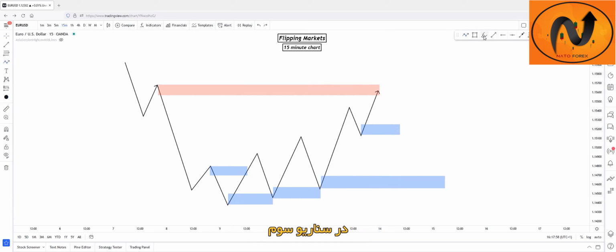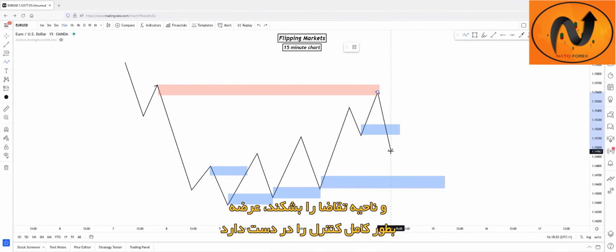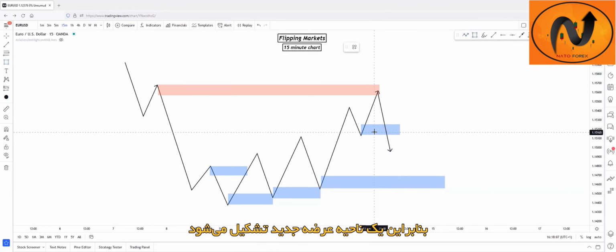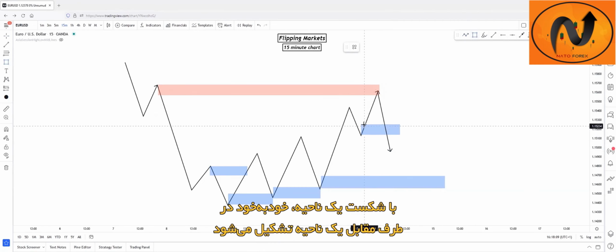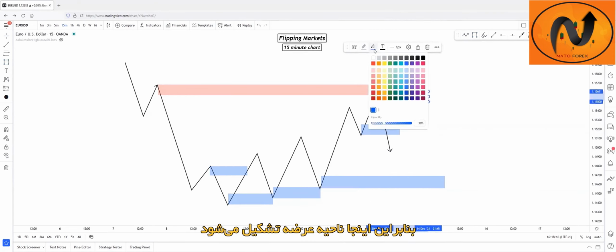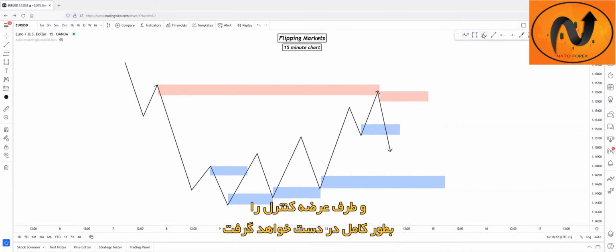Okay, the third, if price rejects on this supply zone and breaks through this demand zone, supply will be fully in control and a new supply zone will be formed because, as you know, if a zone breaks, then an opposite side zone will be automatically formed. So a supply zone will be formed here, and supply will take over control from demand fully.